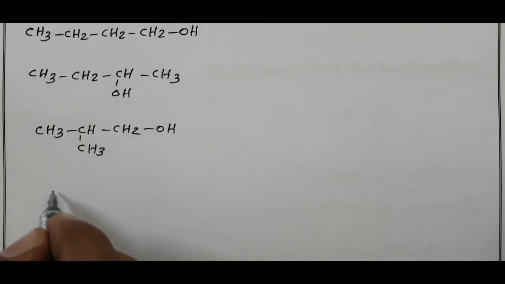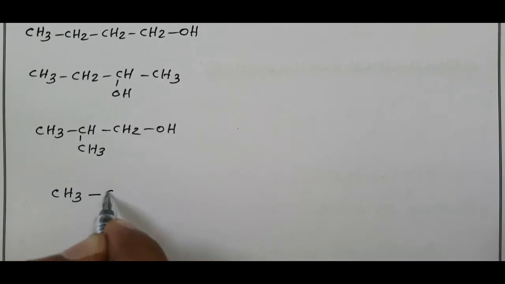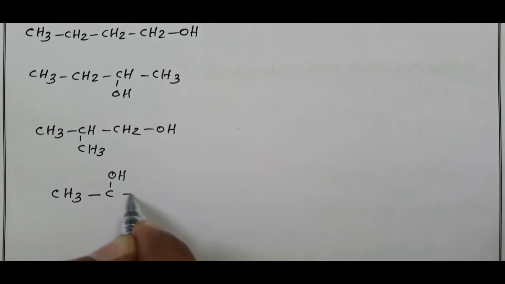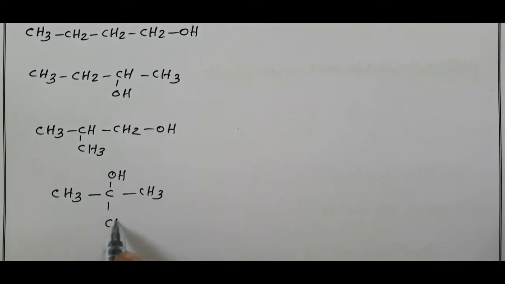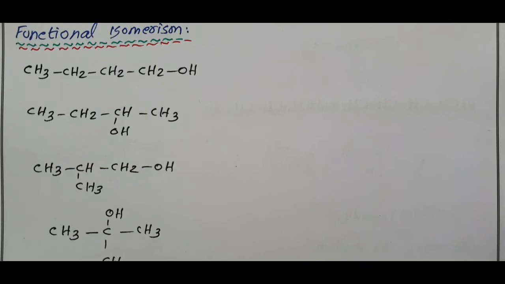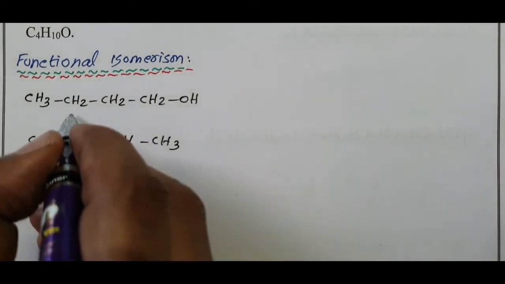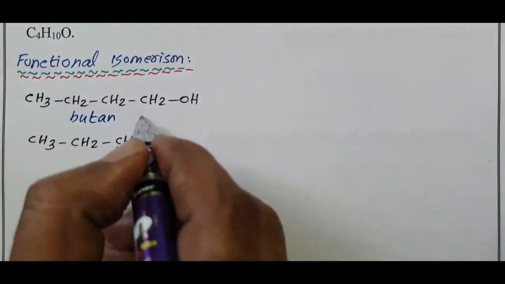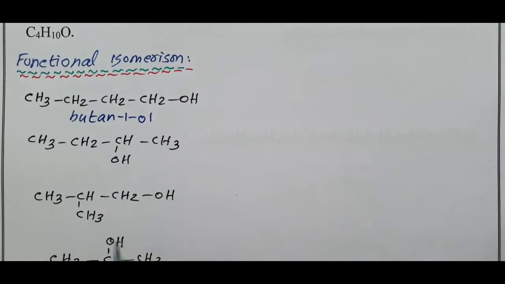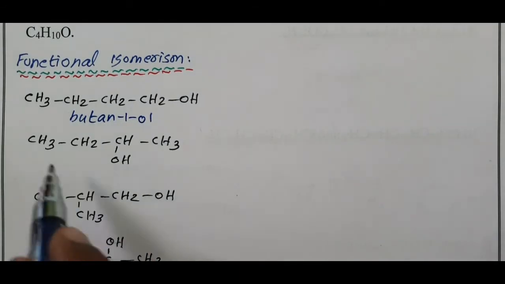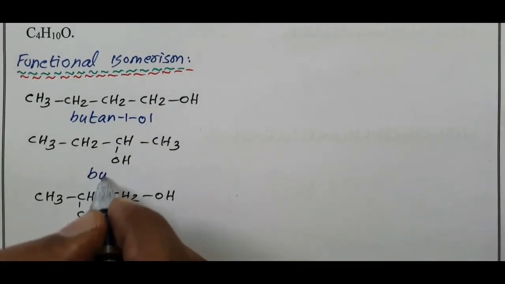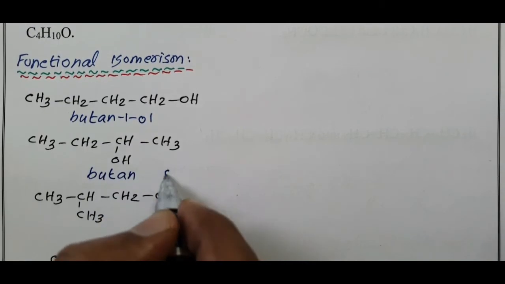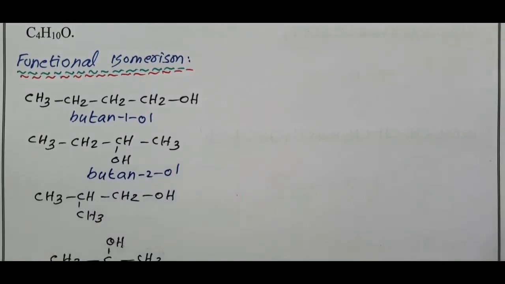Then tertiary butyl alcohol: CH3, COH, CH3, tertiary butyl alcohol. Now I write the IUPAC names of all these compounds. First compound: 4 carbons, root word but, carbon single bond, ane, OH is ol, position of OH 1, butan-1-ol. 4 carbon atoms, but, carbon single bond, ane, OH ol, position of OH 2.